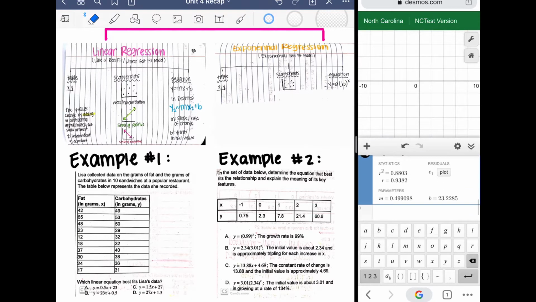Now this tells me some information down here, the statistics that we're looking at when we get to correlation coefficient. That's the R that we're looking at. But to write the equation, we just need the parameters, m and b. The m that we get in Desmos is approximately 0.5, and b is approximately 23. So that matches up with this equation here, 0.5x plus 23.